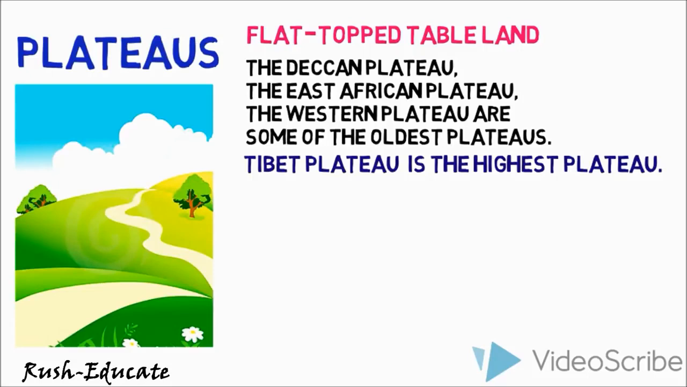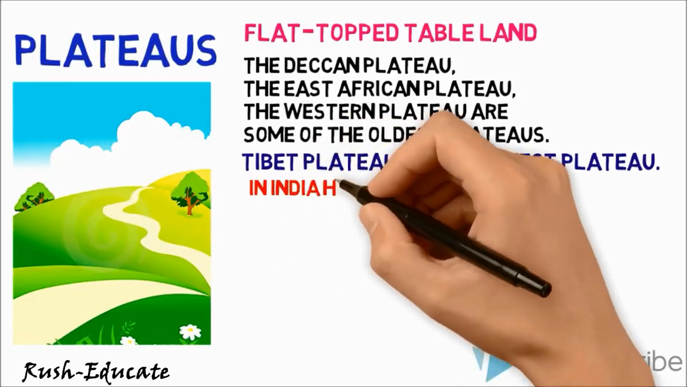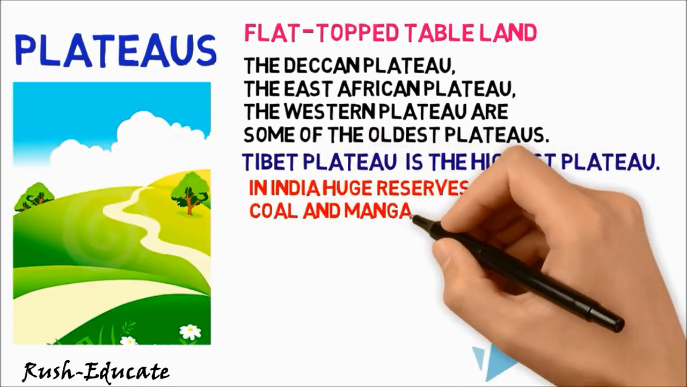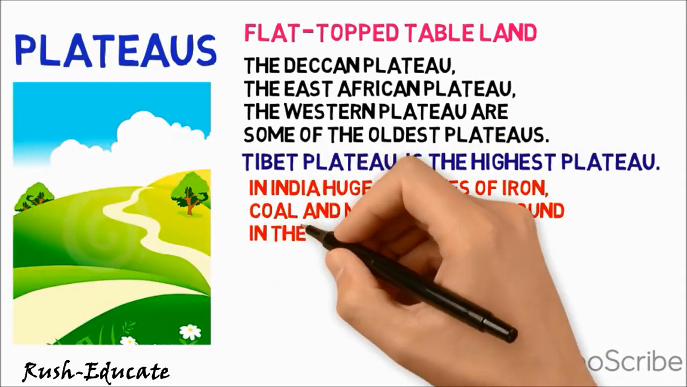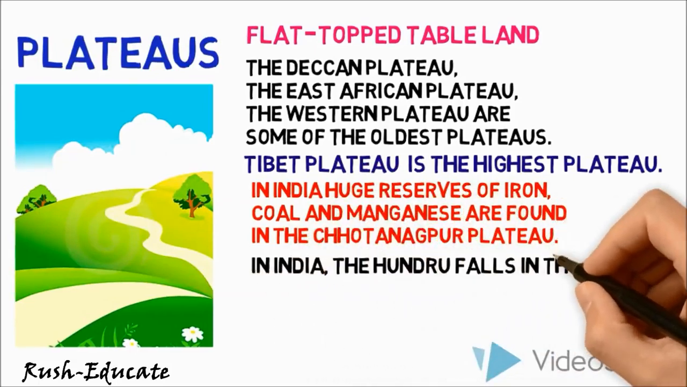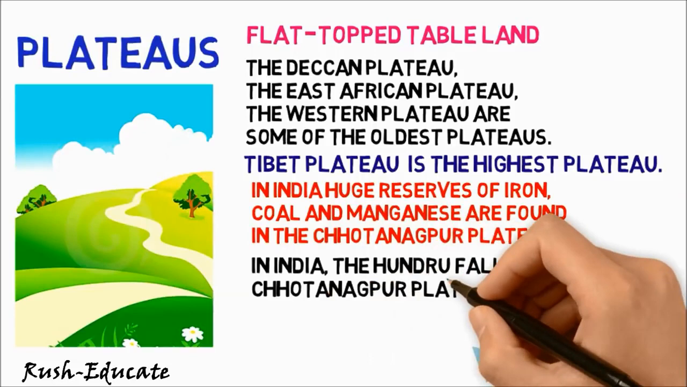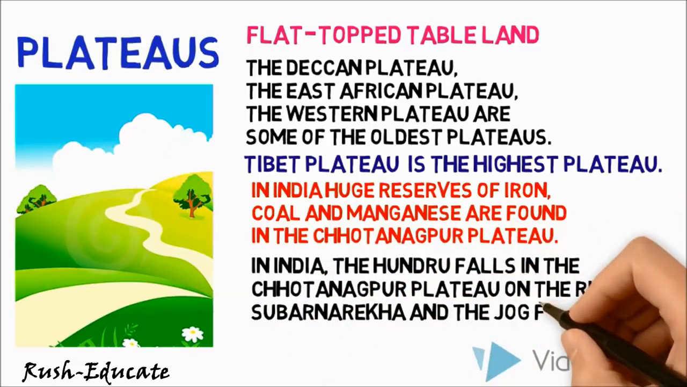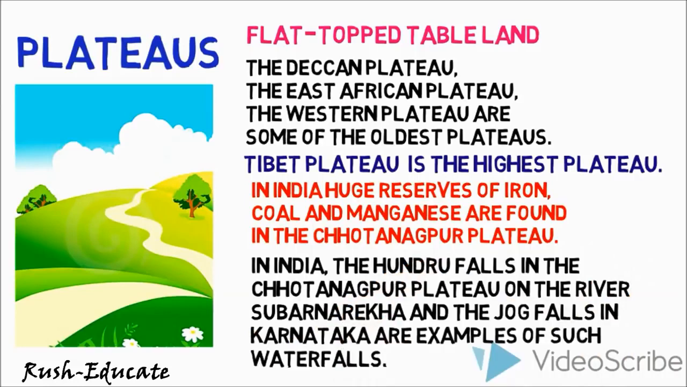The African Plateau is famous for gold and diamond mining. In India, huge reserves of iron, coal, and manganese are found in the Chotanagpur Plateau. In the plateau areas, there may be several waterfalls as the river falls from a great height. The lava plateaus are rich in black soil that is fertile and good for cultivation. Many plateaus have scenic spots and are of great attraction to tourists.